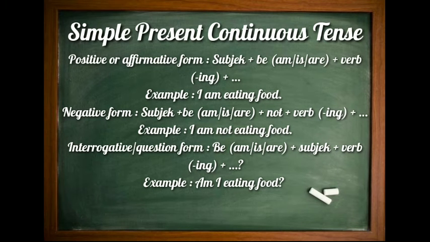The first formula is the positive or affirmative form, which is subject plus to be (is, am, are) plus verb-ing. And then the second form is the negative form, which is subject plus to be plus not plus verb-ing. And the next form is the interrogative or question form, which is to be plus subject plus verb-ing.